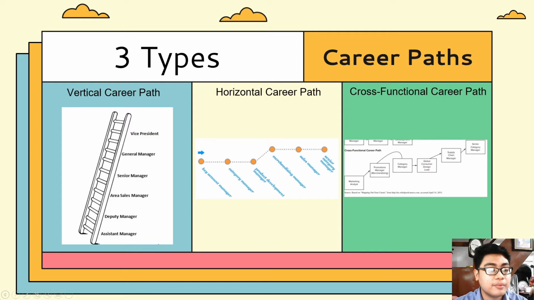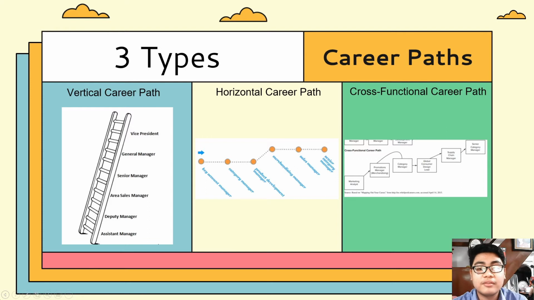So there are three types of career paths. We have three different types that we need to study and consider. So the first type is the vertical career path. It simply focuses on getting a promotion or stepping into another level or a higher level.